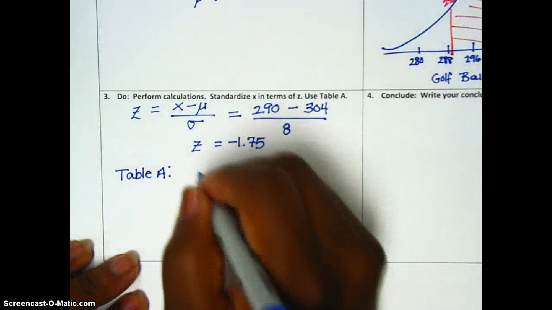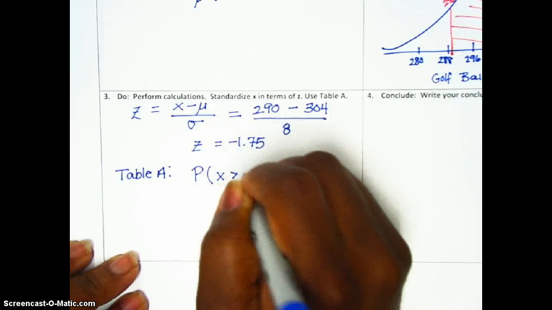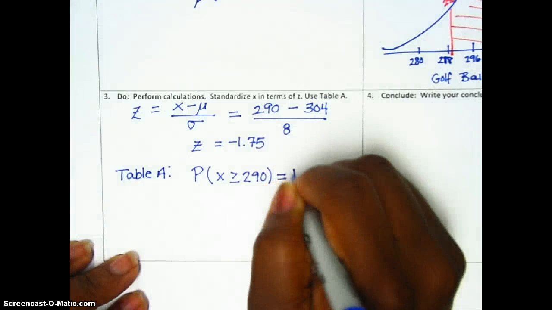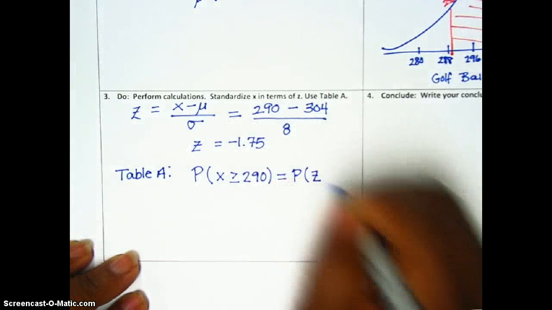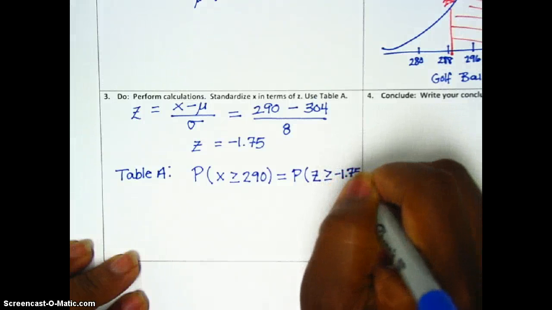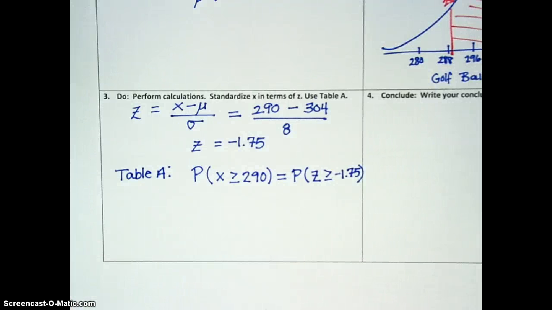From Table A, we're going to be able to find the probability that x is greater than or equal to 290, which is the same as the probability that z, since we've standardized it, is at least negative 1.75. So let's take a look at the table and see how this works.